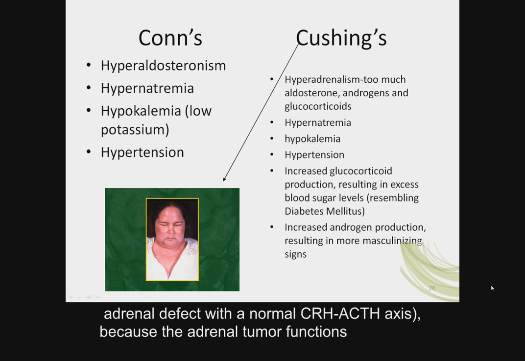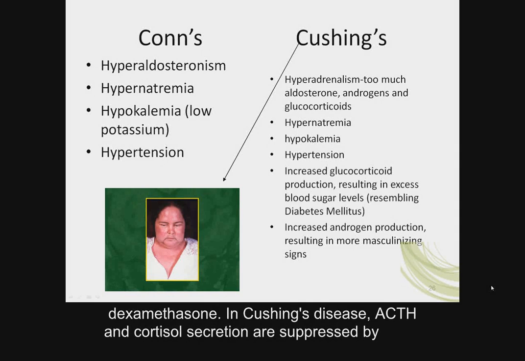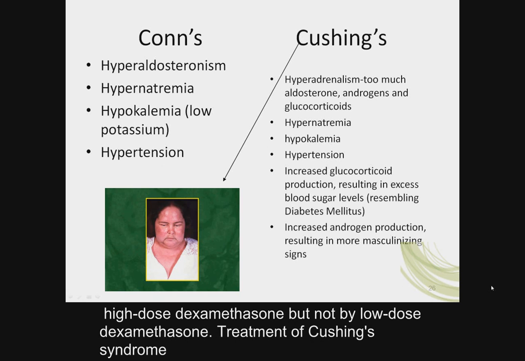In Cushing's syndrome, the primary adrenal defect with a normal CRH-ACTH axis, because the adrenal tumor functions autonomously, cortisol secretion is not suppressed by either low or high-dose dexamethasone. In Cushing's disease, ACTH and cortisol secretion are suppressed by high-dose dexamethasone, but not by low-dose dexamethasone.